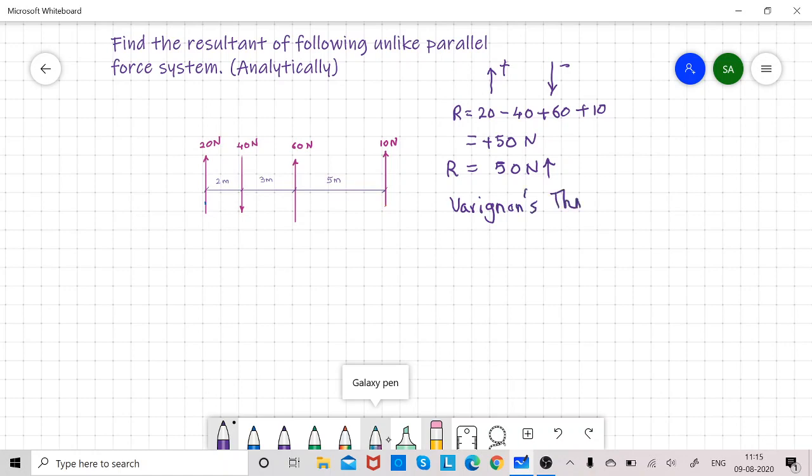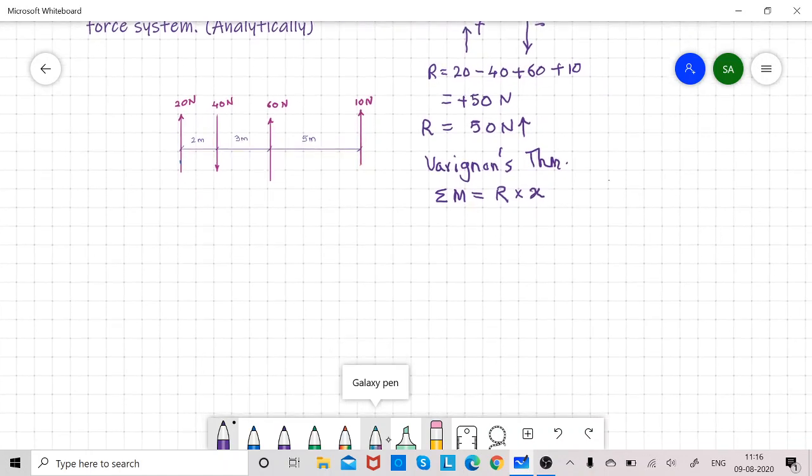Varignon's theorem. This theorem states that the algebraic sum of the moments of all the forces about a point is equal to the moment of their resultant about the same point. I will repeat: the algebraic sum of the moments of all the forces about any point is equal to the moment of their resultant about the same point. Now I will assume all clockwise moments positive, all anti-clockwise moments negative.